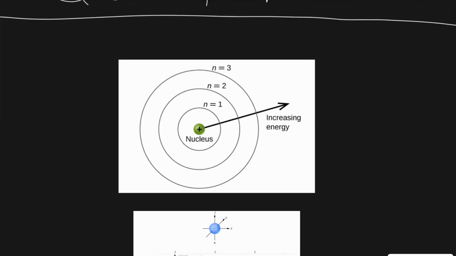As we go further away from the nucleus, we move up from n equals 1 to n equals 2 to n equals 3. So you can guess that each shell, each energy level, is larger in radius than the previous. Okay, so it's further outside.